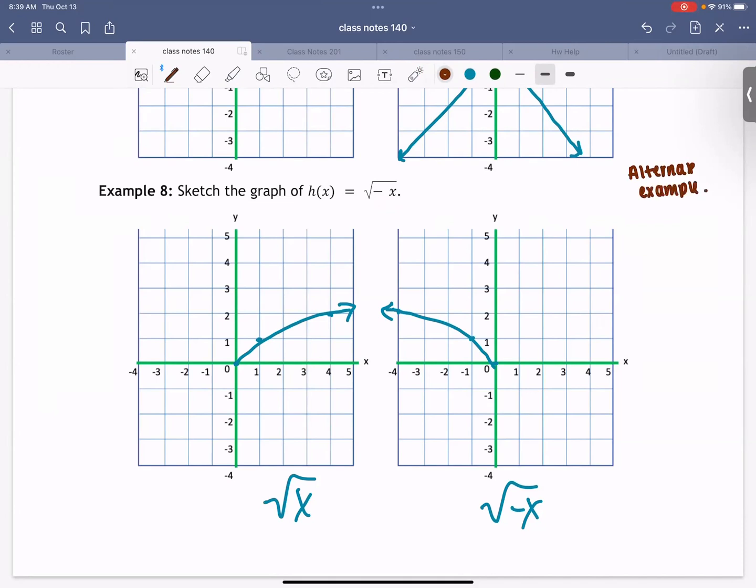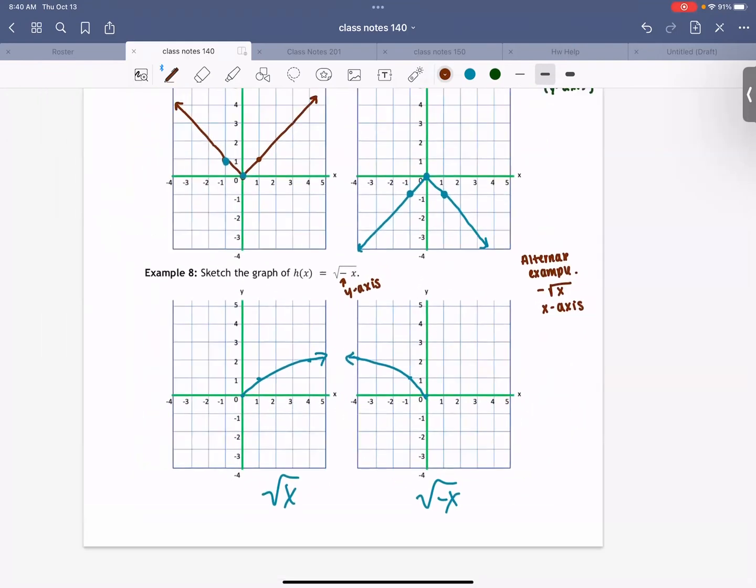What would the function look like if it was asking us to reflect across the x-axis? What would that function be? Yeah, it'd be negative square root of x. So what I just wrote on the right-hand side would tell us to reflect across the x-axis. This function, the negative is on the inside, so we're reflecting across the y-axis. So it all depends on where that negative sign is. Is it close to the x or is it away from the function? Any question on these examples here?